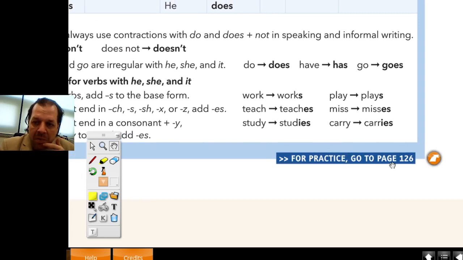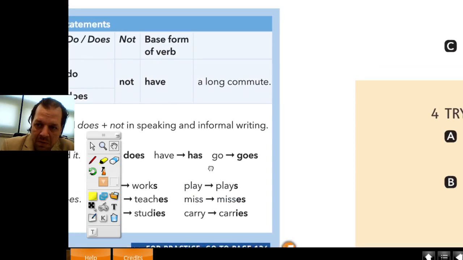But again, you can go to page 126. I won't have to play audio, so you can do that yourself. Go to page 126 to finish the practice. That's going to be another picture that you're going to need to show me. Okay, let's go over here.